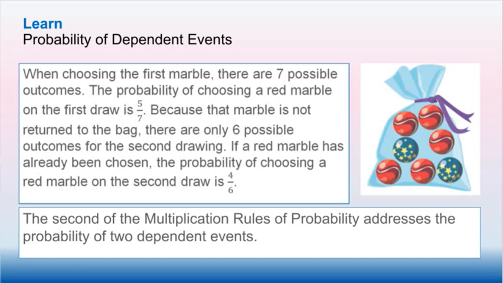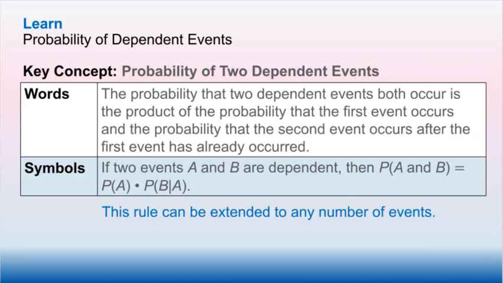When choosing the first marble, there are 7 possible outcomes. The probability of choosing a red marble in the first drawing is 5 out of 7, because 5 of the 7 are red. Because the marble is not returned to the bag, there are only 6 possible outcomes for the second drawing. If a red marble has already been chosen, the probability of choosing a red marble on the second draw is 4 out of 6. So the second of the multiplication rules of probability addresses 2 dependent events. The formula would be the probability of A times the probability of B, given that A has already occurred.